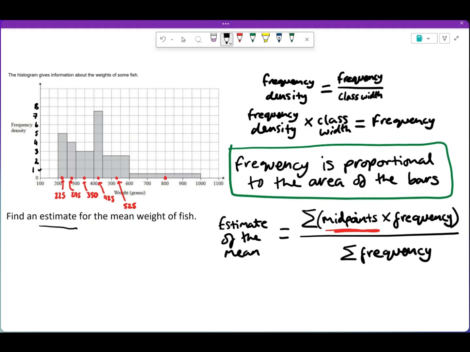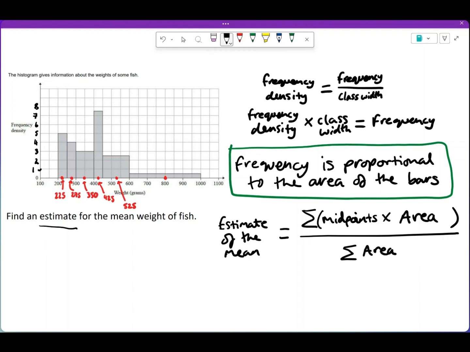Now let's go and modify my formula, because we're not going to be using the frequencies. We said we're using the area because we don't know the actual frequency density scale. So I'm going to rub out the frequency and I'm going to replace it with area. And I'm going to rub out the frequency in the denominator and replace it with area as well.